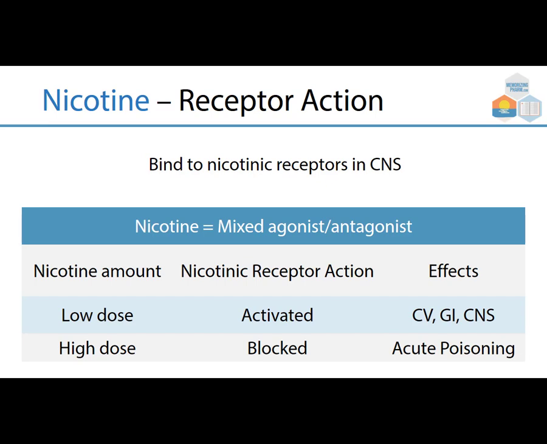So nicotine is actually a mixed agonist-antagonist. If you have a very low dose, it's very activating to the nicotinic receptor, and there are cardiovascular, GI, and central nervous system effects. If you have a very high dose, it actually blocks the nicotinic receptor action, and that's an acute poisoning. So nicotine is more complex than just something that makes you feel good. Depending on the dose, it can have very different effects.